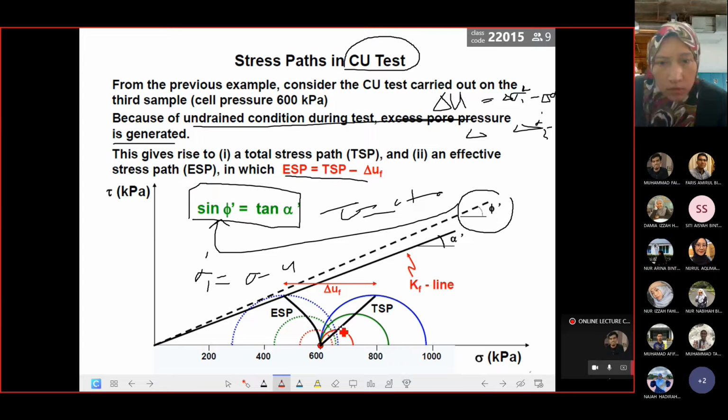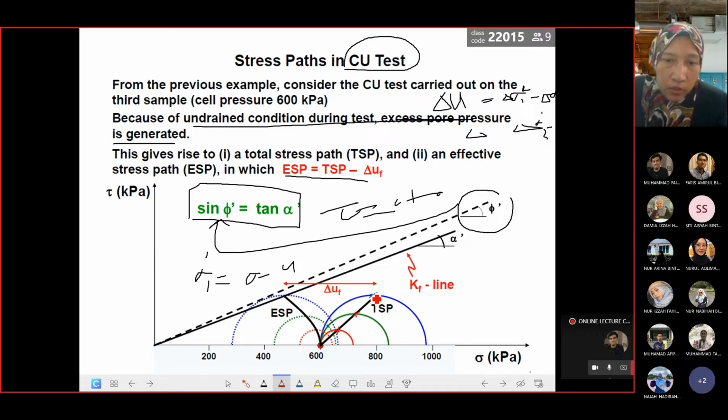This one is the maximum stress for curve red. Here is the maximum stress at curve blue, and here is the maximum point dekat curve green. So they connect all these points from here, dengan andaian sigma 3 is a constant from sample red, sample green to sample blue. So you can have one stress path dalam total stress.